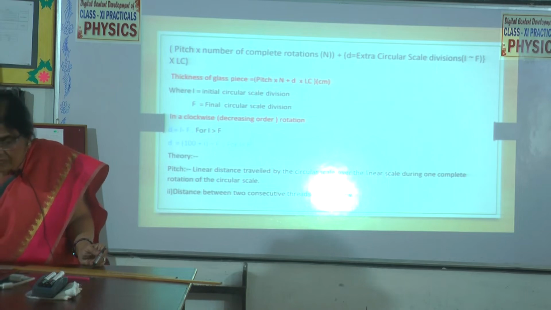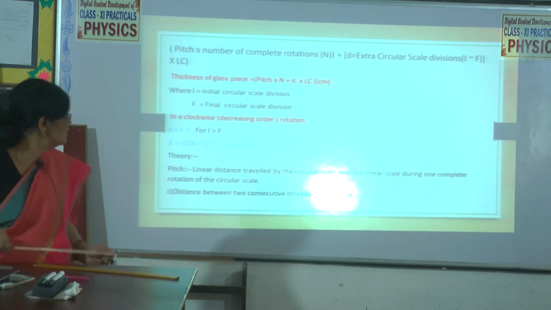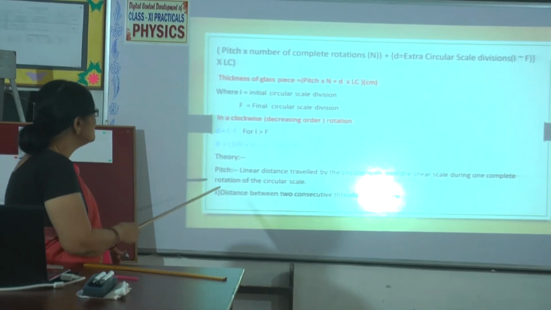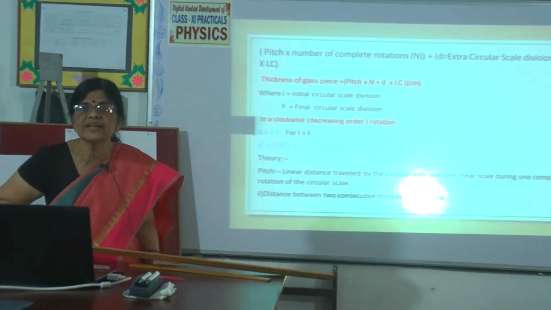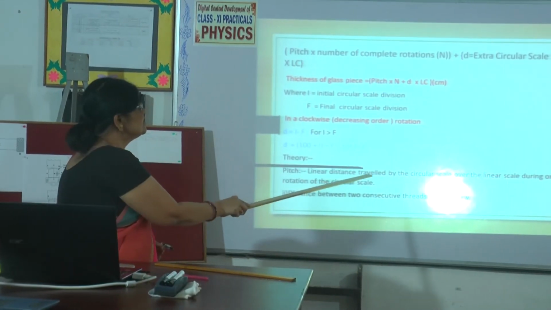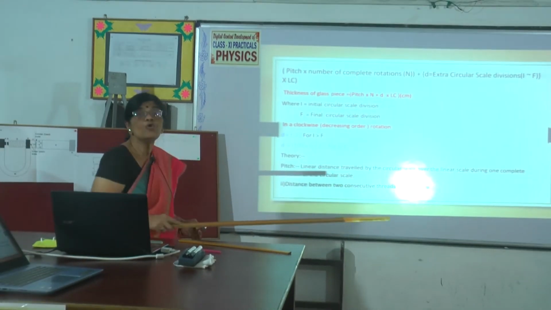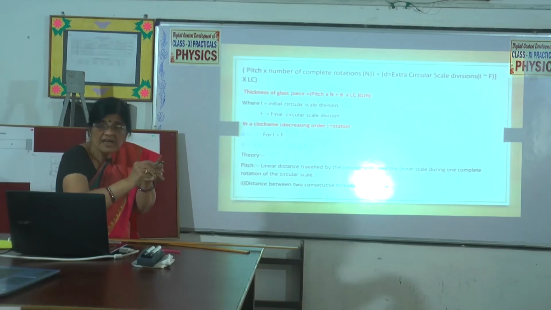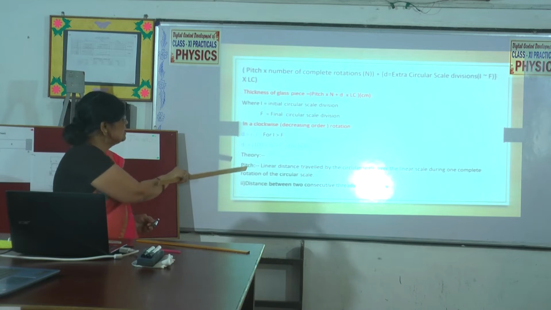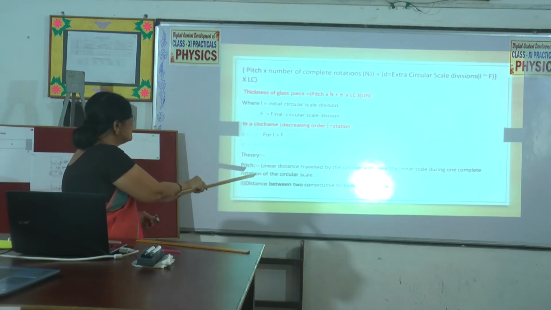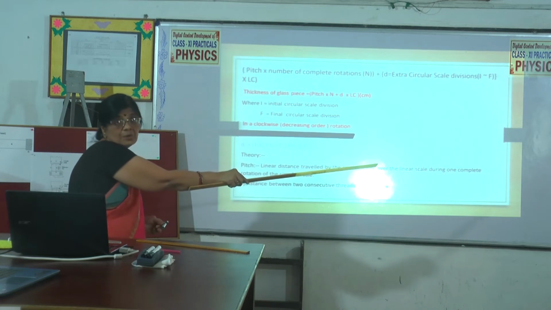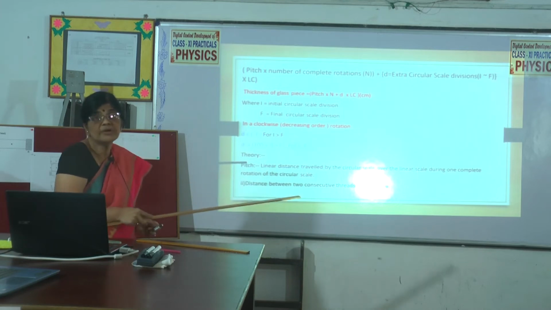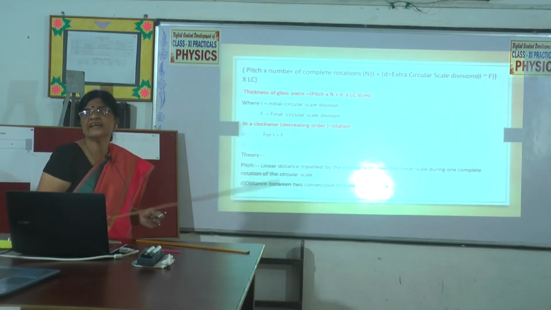Here, pitch is, I have written here, the linear distance travelled by the circular scale over the linear scale during 1 complete rotation of the circular scale. What is pitch? The linear distance travelled by the circular scale over what? Over a rod? No. Where is it moving? The circular scale is moving over the linear scale. This is the linear distance covered during 1 complete rotation. Mind you, please underline 'complete' because that's important. It will not be a half rotation, it will be complete. The 0 has to cover the lateral line once.